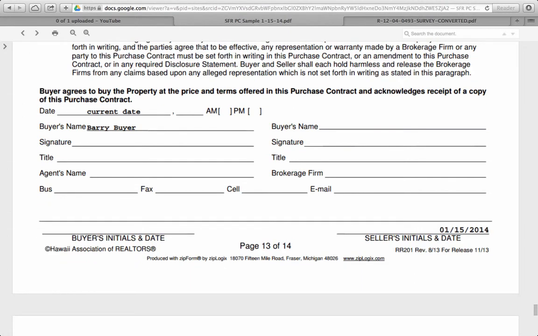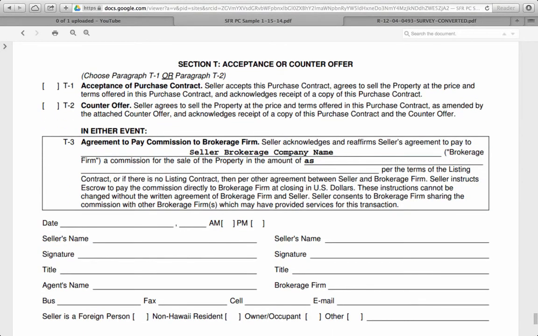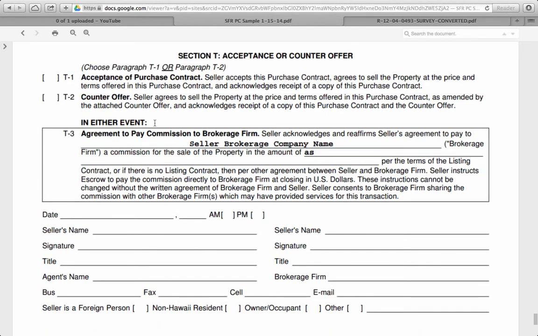Okay, now moving on to the last page of the contract, which I bet you're so excited that we've got to this section. This is the part where, obviously, if you're doing a counter offer, you would be checking this box.